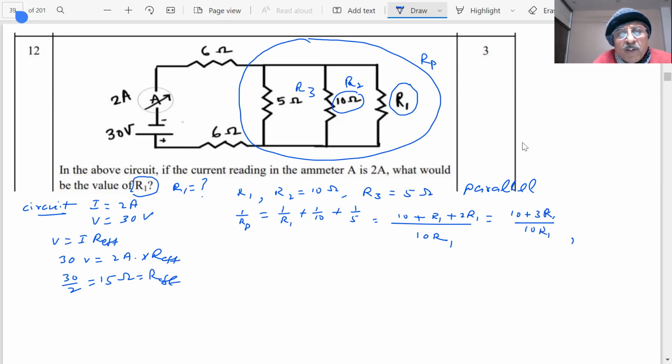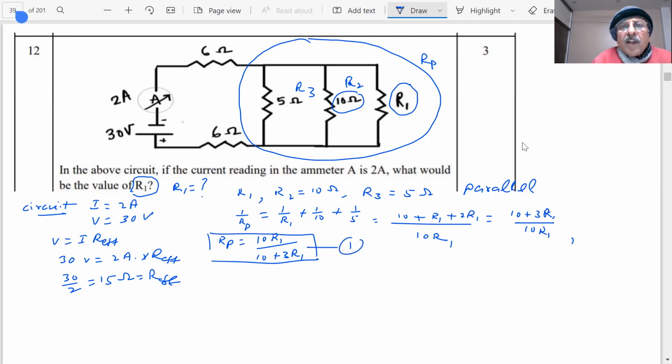So what will be the value of RP then? Then RP will be 10R1, student, divided by 10 plus 3R1. Is it clear? This is equation number 1. So this whole circuit RP is equal to this much. Now this RP and 6 ohm are in series, students. See the circuit. This RP and these are in series.